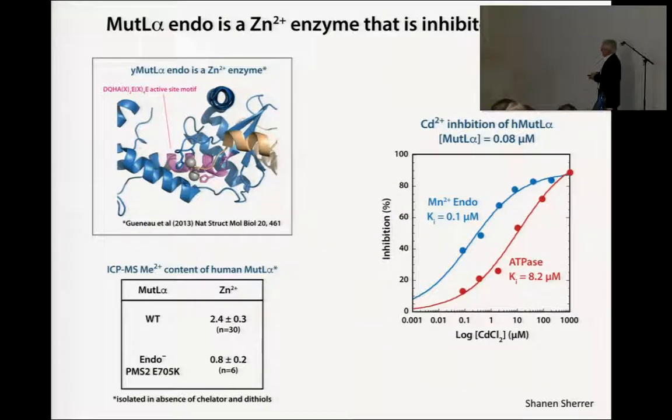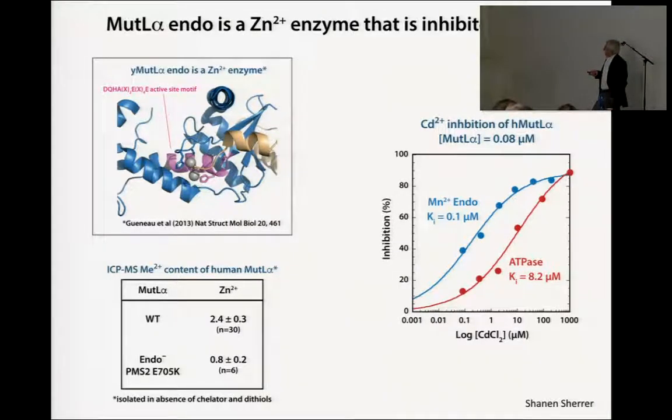And Shannon Scherer, a postdoc in the lab, confirmed that human MutLα is also a zinc enzyme. It co-purifies with 2 bound zincs. And Shannon also showed that one of the endonuclease dead variants, one of the mutants I mentioned earlier, within this motif results in loss of one of the bound zinc ions.